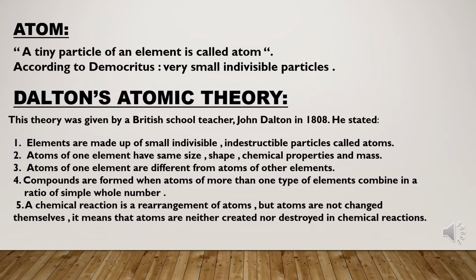You can say that chemical substances are formed or chemical compounds are formed when different elements combine together in a simple whole number ratio. A chemical reaction is the rearrangement of atoms. But atoms are not changed themselves. Their arrangement will change in different chemical substances or chemical compounds during a chemical reaction. Atoms are neither created nor destroyed in a chemical reaction.